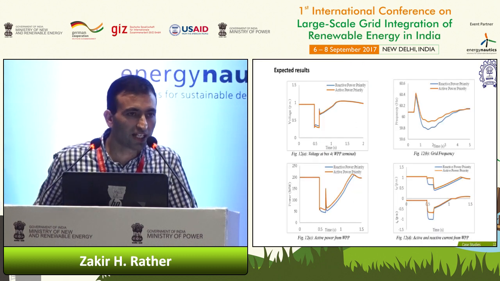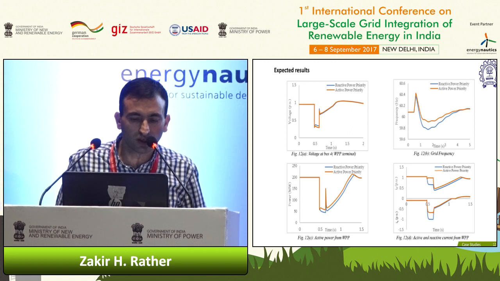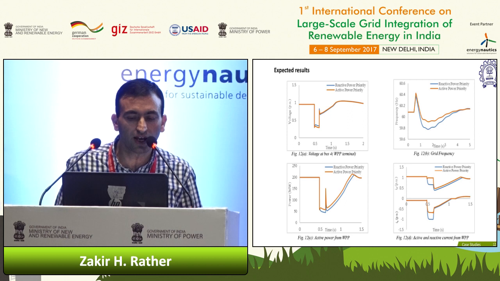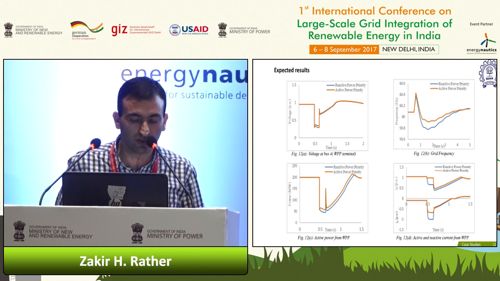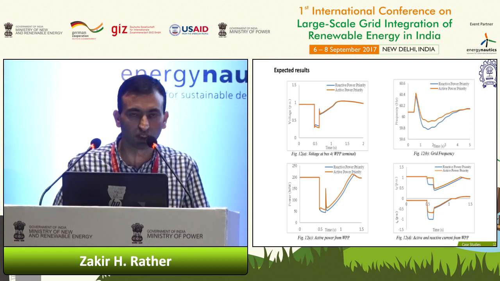These are the expected results. If you see the left top, this voltage curve, in the two cases, we try to compare reactive power-based LVRT as well as active power-based LVRT curve. In the two cases, active power priority LVRT is intended to have more penetration of active power during the fault. As a result, better frequency during the fault.